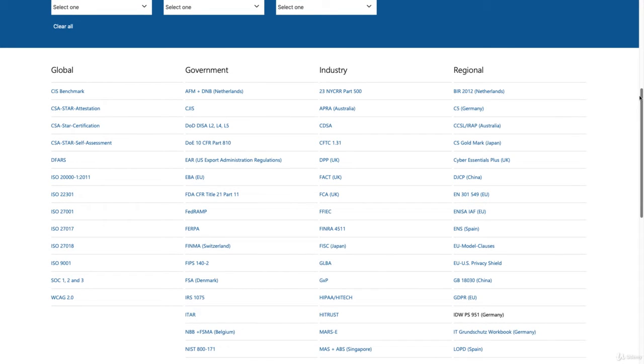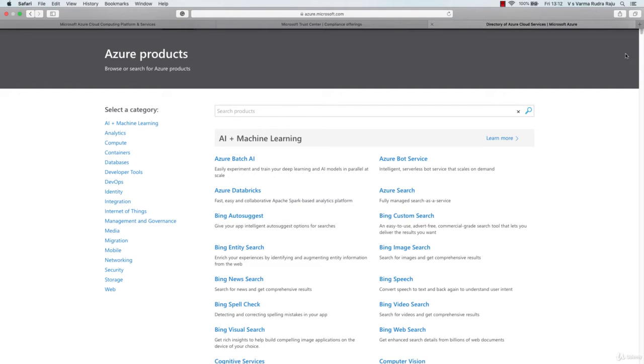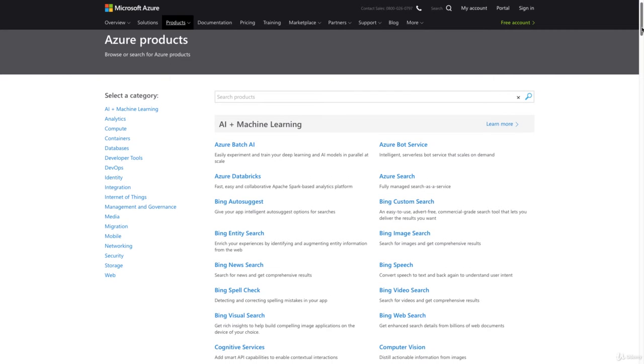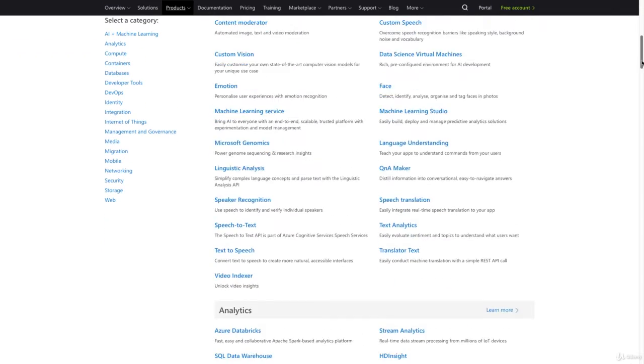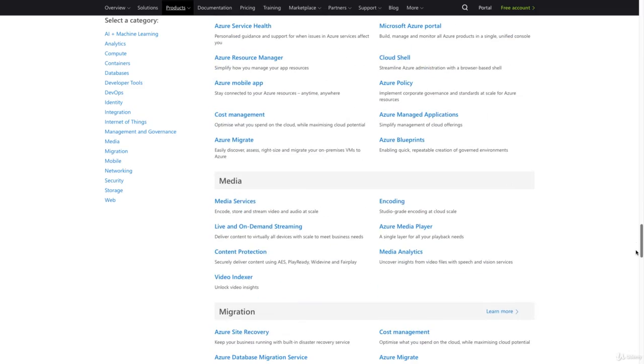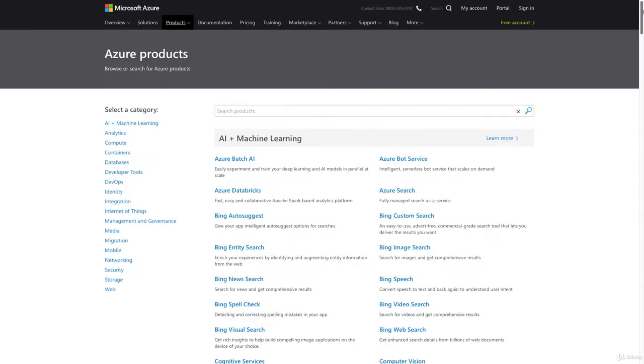So you have global offerings, all the ISO related compliance offerings. We have government specific and we have industry specific and also regional specific. So for example, EU has GDPR, which is a new data regulation that came into force. So there is a compliance offering from Microsoft related to that. And in terms of services, you can see there are lots of services available, categorized into compute, storage, security, networking, mobile, migration, and so on. So you can go through it and click on it and start learning about it. I'm going to place these links in the resource section of this lecture. Have a read through and gain a basic understanding of these services.